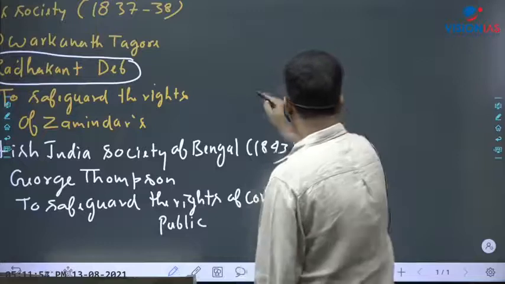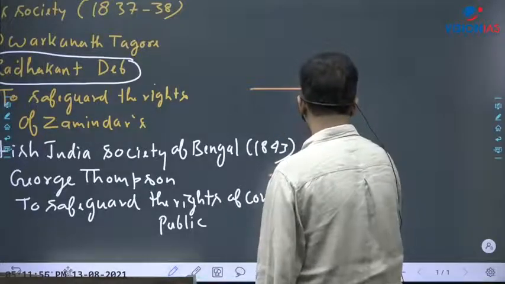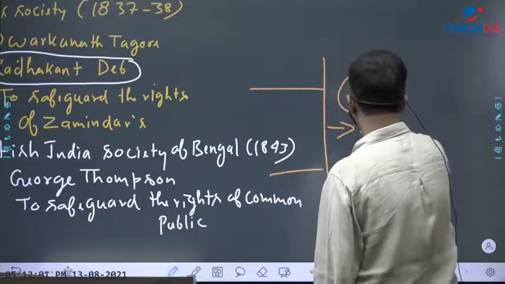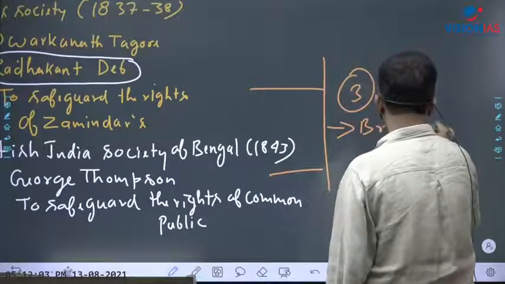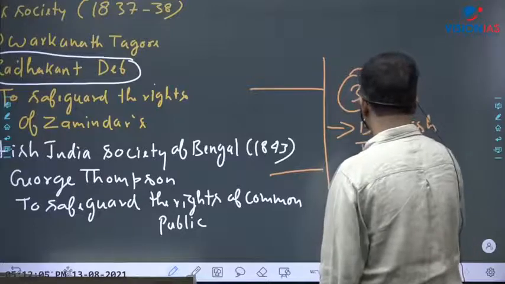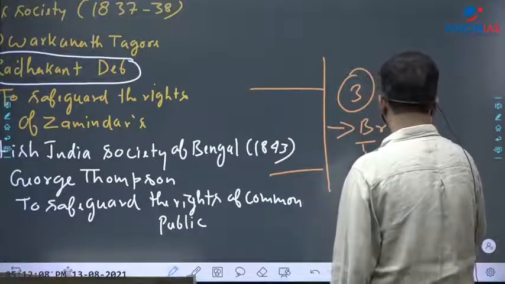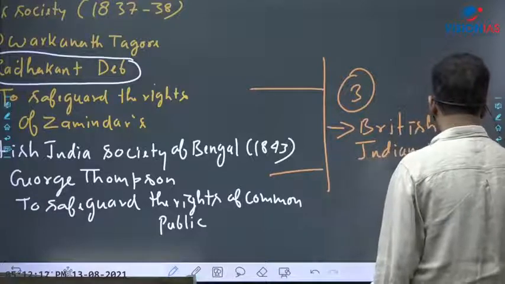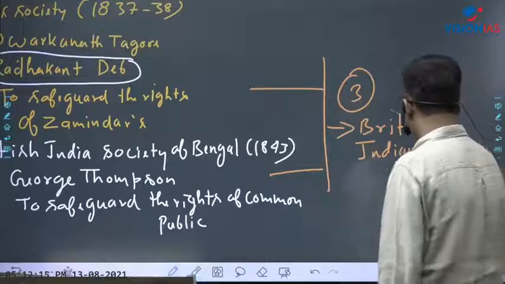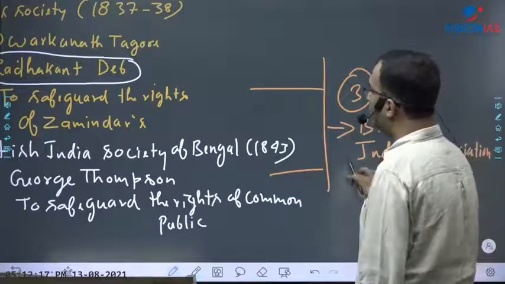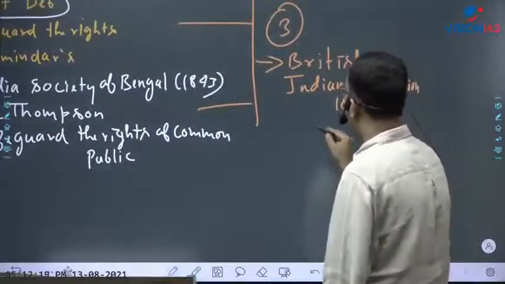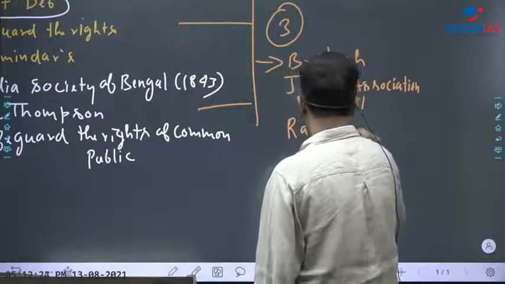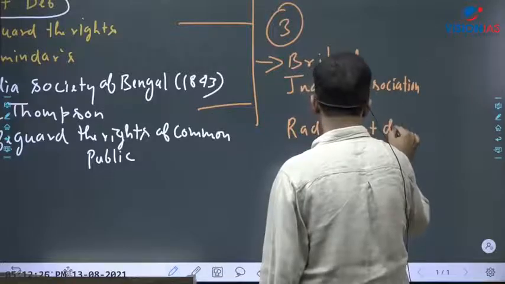So if you have written, I will go with the merger. These two organizations getting merged, resulting into a third, that is British Indian Association of 1851. Then further you mention under the guidance of Radhakant Deb.